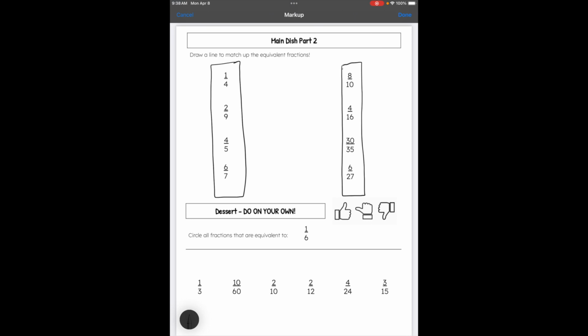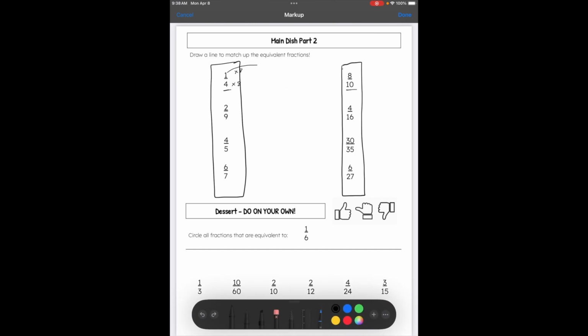So first I'm going to ask myself, let's see if I can compare and see if 1/4 and 8/10 are equivalent. So I'm asking, how do I get from 1 to 8? Well, I multiply by 8. Copy and paste that rule. 4 times 8 is 32, not 10. So I'm not going to draw a line between 1/4 and 8/10.